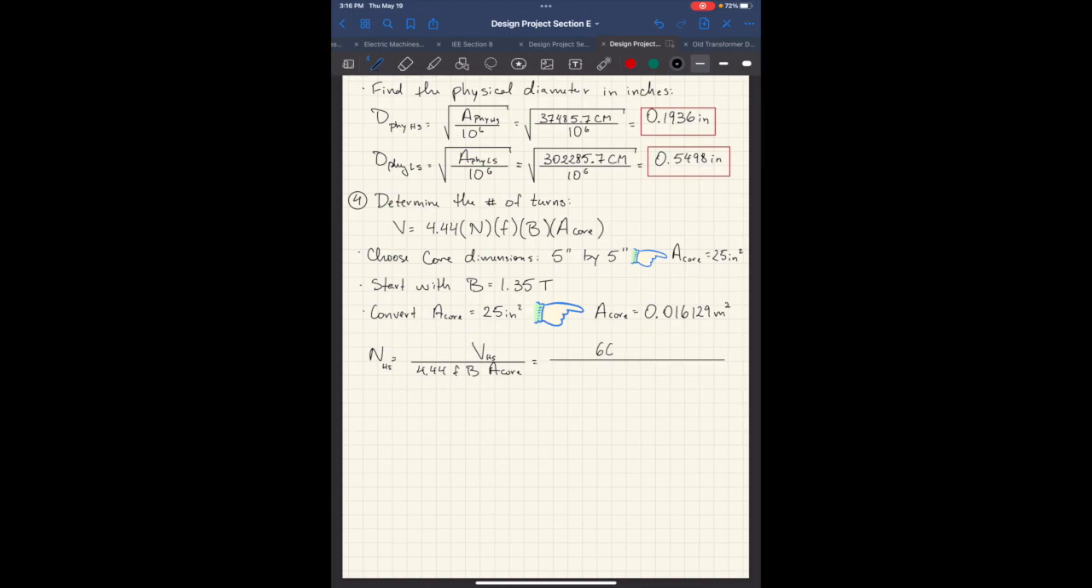The voltage on the high side was supposed to be 6,600 volts. Frequency is going to be 60 hertz. B, we set to be 1.35 Tesla. And the area of the core, we have to put in meters squared, so it's 0.016129 meters squared. We find from here how many turns we need for the high side. When you punch the numbers, you should get 1138 turns.